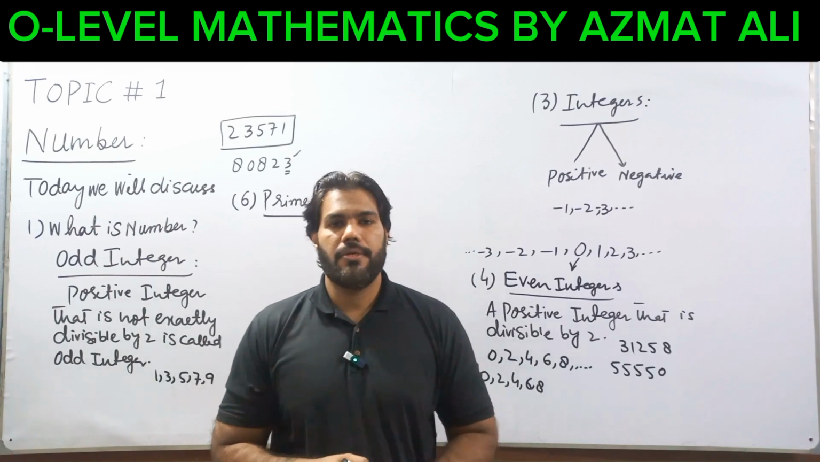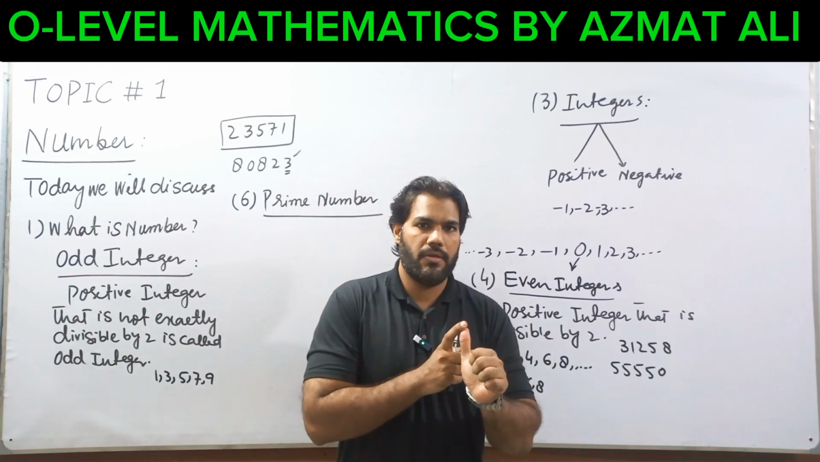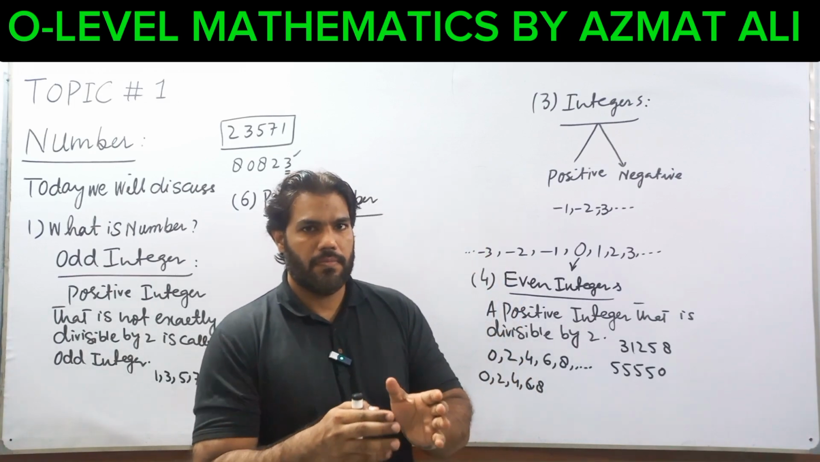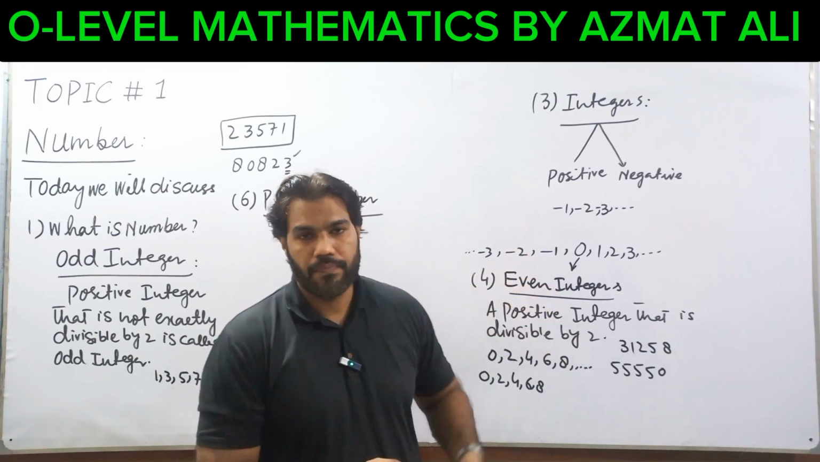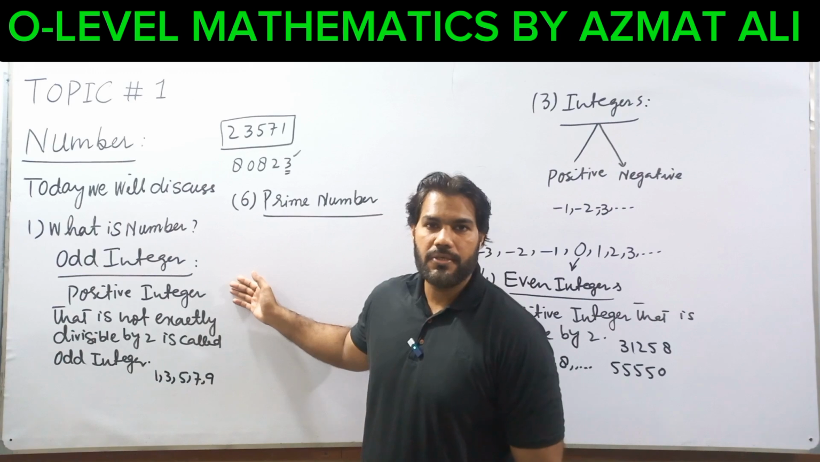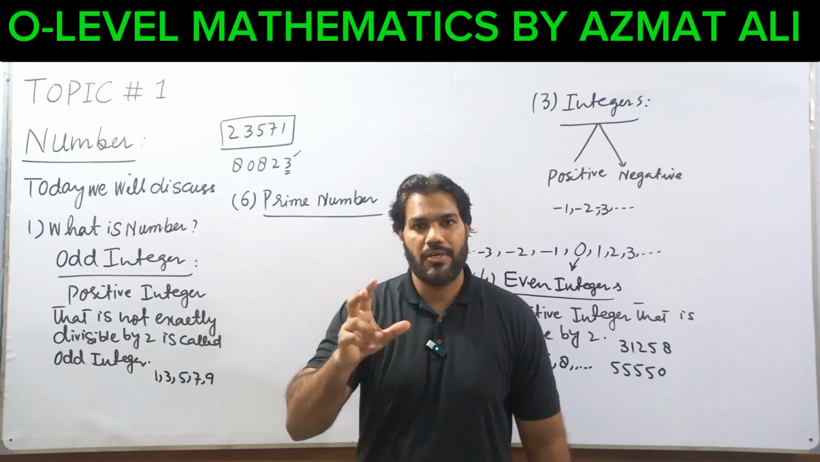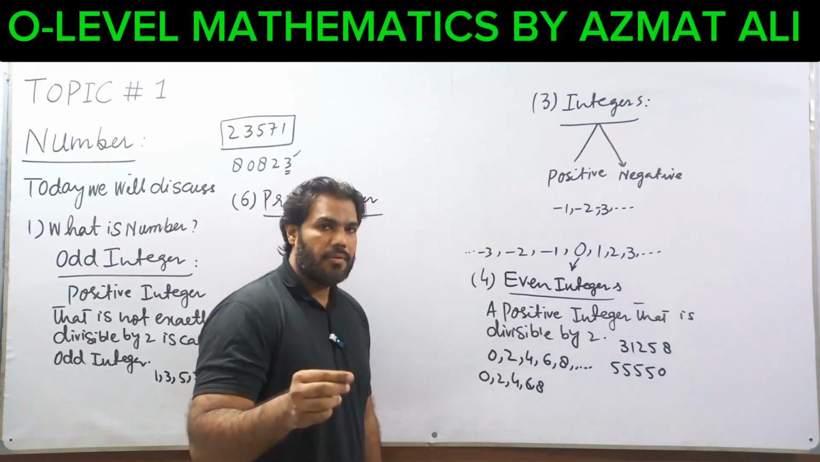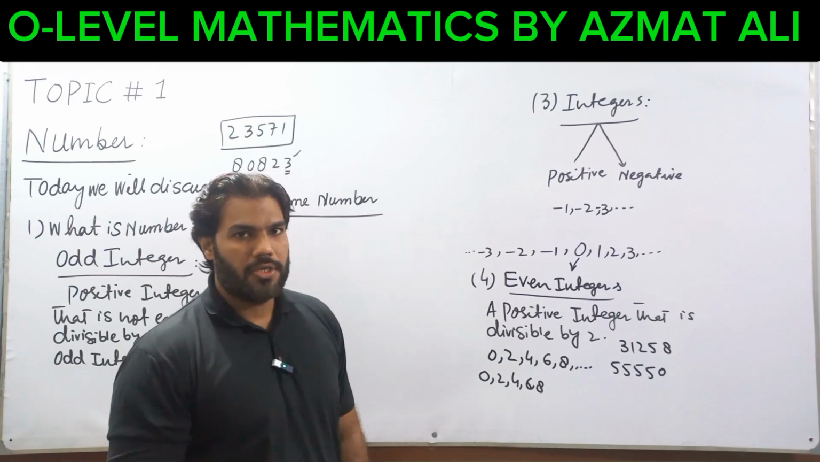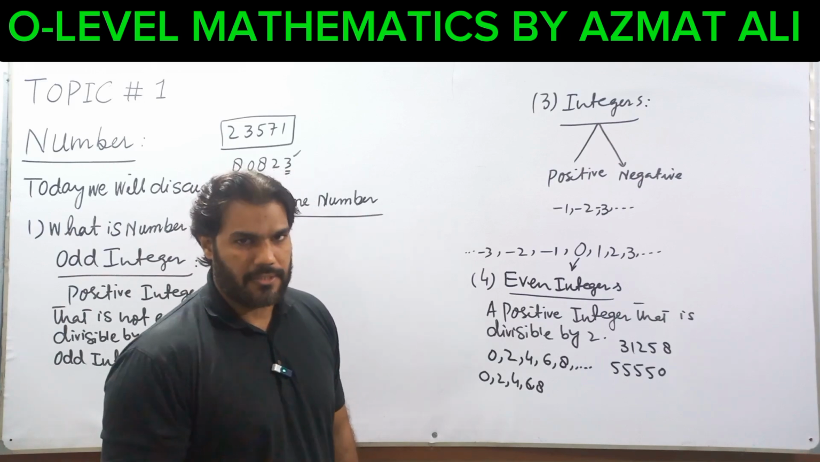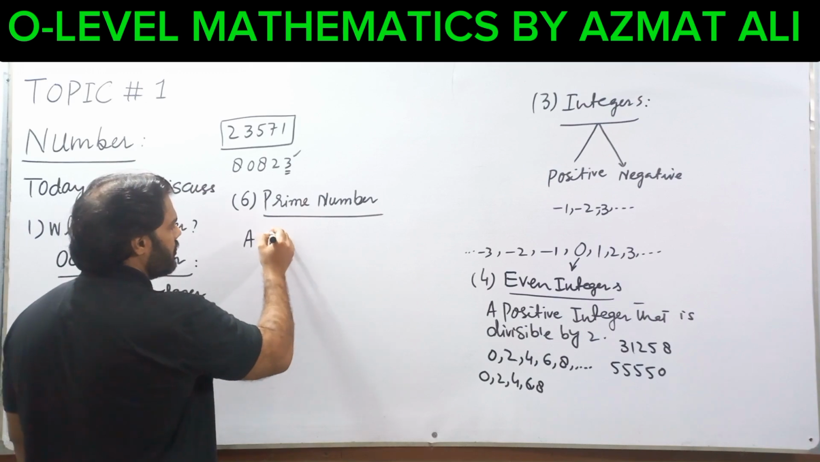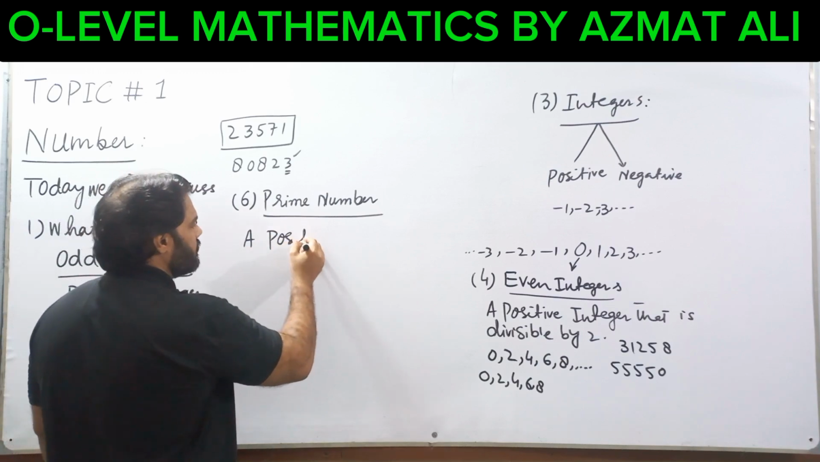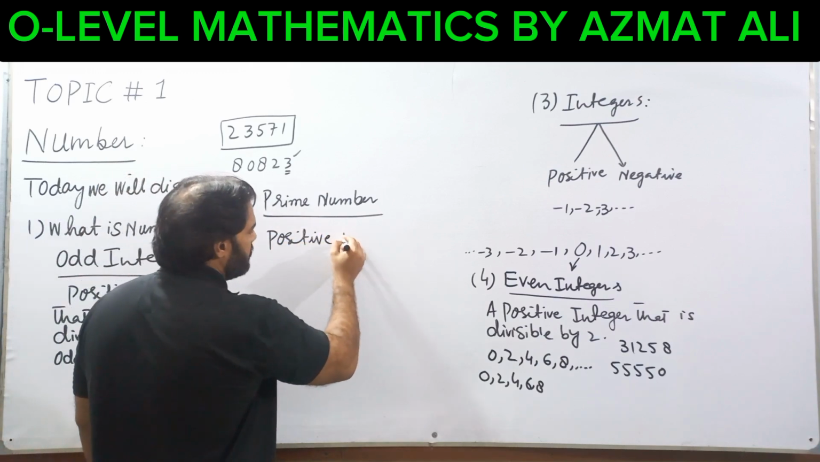So the natural number is further divided into even integers, or even numbers, odd integers, and the third type of natural number is the prime number. A number that has only two distinct divisors. A natural number or a positive integer.